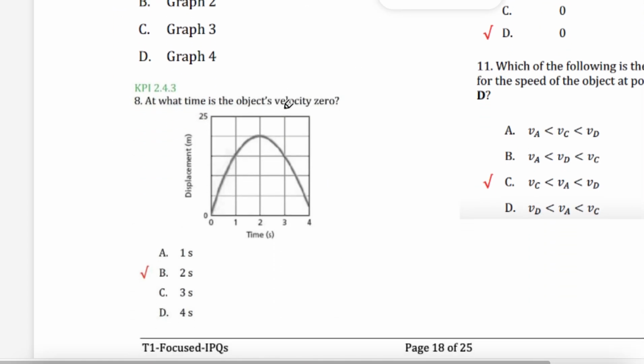Over here, at what time is it 0? And this is now a displacement graph. So this is the actual path that it will take going upwards and coming back down again. Starting from 0, as time goes along, it will go up, up, up, up, up, reach the highest point, stop, and then come down. So at this graph, the velocity is 0 at the highest point.